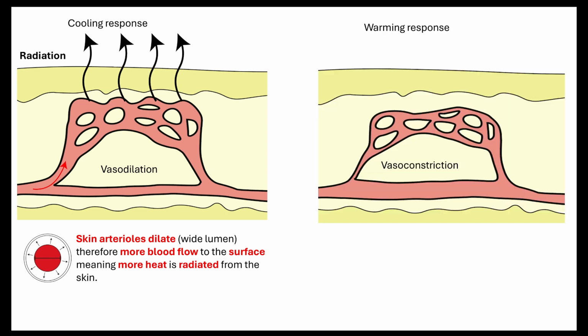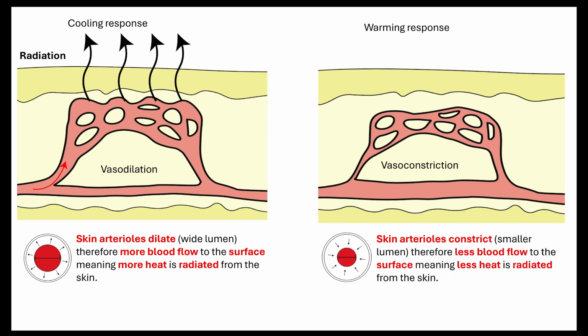If we want to warm the body back up again, if we want the warming response, then we do what's called vasoconstriction. So vasoconstriction is when these skin arterioles are going to constrict. We're going to make that lumen smaller. Therefore, there's going to be less blood flow to the surface. Instead, the blood is going to be shunted along through the capillaries. And by doing that, it means there's less heat that's going to be radiated from the skin.